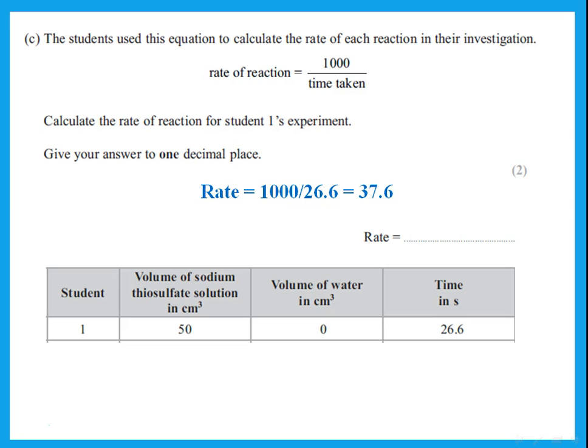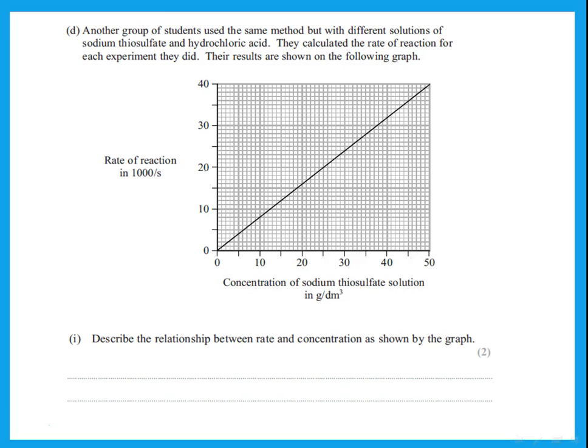Did you get that answer? Okay. So he gives you the equation and just put in the time taken for student 1, and that's your answer. Another group of students used the same method but with different solutions of sodium thiosulfate and hydrochloric acid. They calculated the rate. So this graph is doing the same thing, but it is plotting the rate versus the concentration.